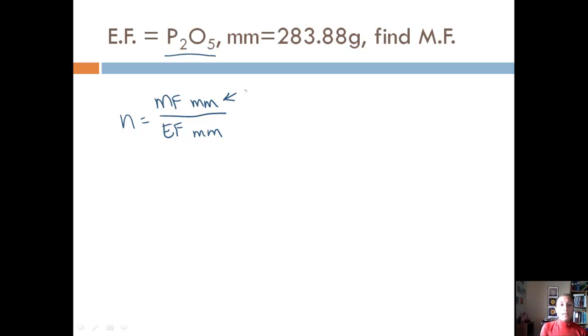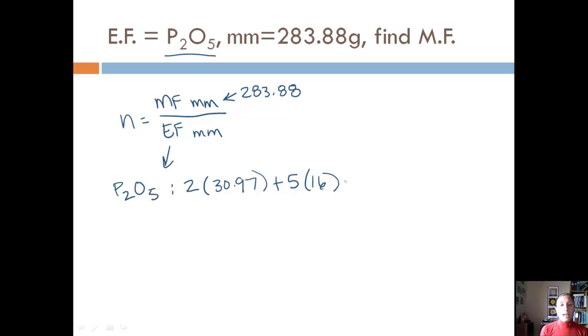We already know that the molar mass of the molecular formula is 283.88 because that has to be experimentally determined, and so it has to be given to you in the problem. Empirical formula molar mass we need to find. So for our empirical formula of P2O5, we're going to take 2 times phosphorus's atomic mass, which is 30.97, plus 5 times oxygen's atomic mass, which is 16. If I calculate that out, I get 141.94 grams per mole.